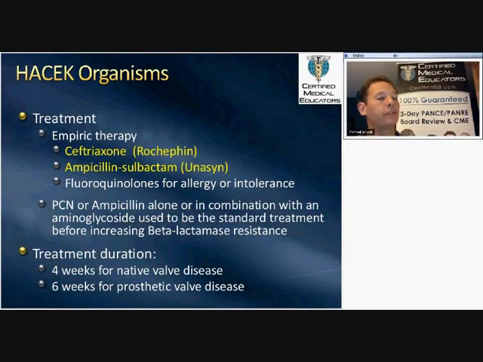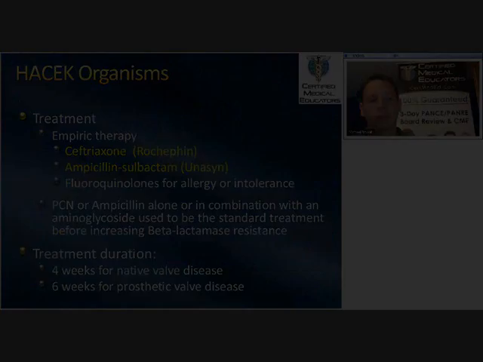The treatment here is important because back in the day, we used to use just penicillin or ampicillin, sometimes in combination with gentamicin or some other aminoglycoside. But because of the increasing beta-lactamase resistance, we are now using either ceftriaxone or ampicillin with sulbactam, known as Unasyn.